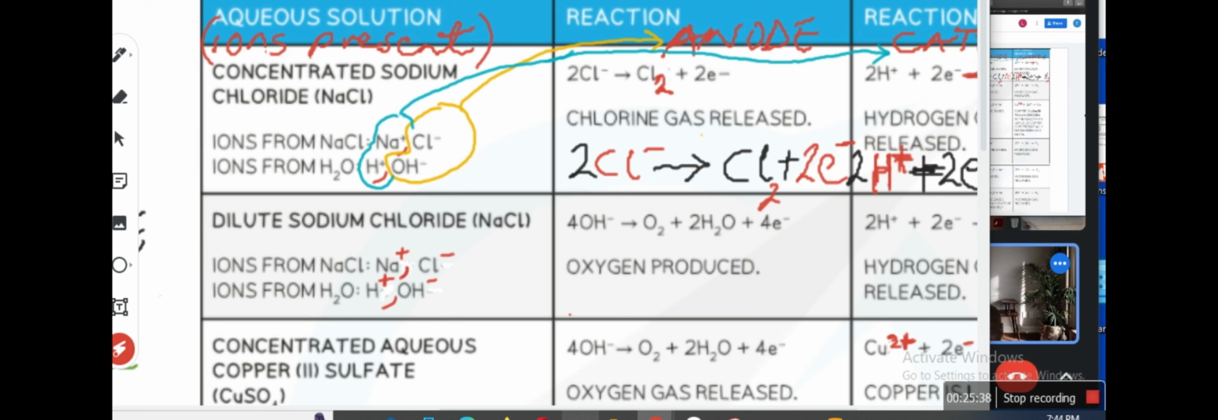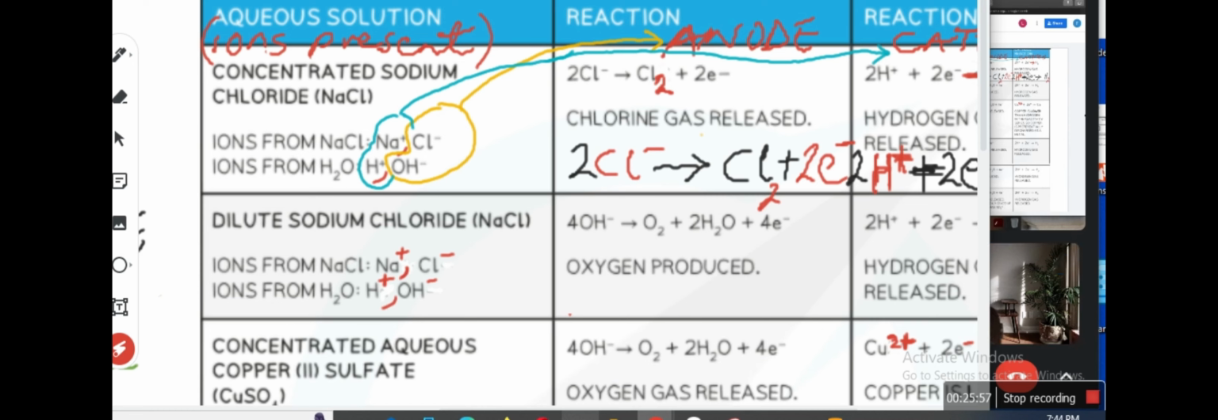It's getting exciting. I know it's getting exciting and, of course, technical. Okay, number one is their position on the reactivity series.